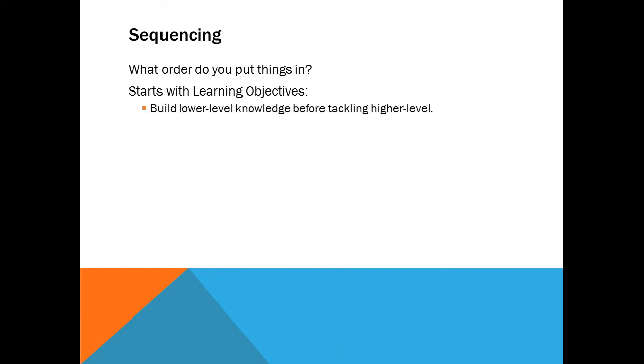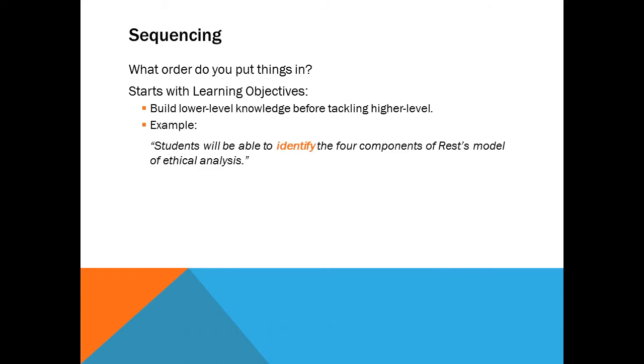The next major idea to consider when dealing with your content is sequencing. What order do you put things in? Well, here again, you go back to your learning objectives. If your objectives are using higher level action verbs from Bloom's taxonomy, in many cases they require the achievement of lower level objectives first. So for example, you have to know the elements of a model before you can use the model to evaluate a real world problem. So you sequence both your content and your assignments to build from the lower levels to the higher levels.